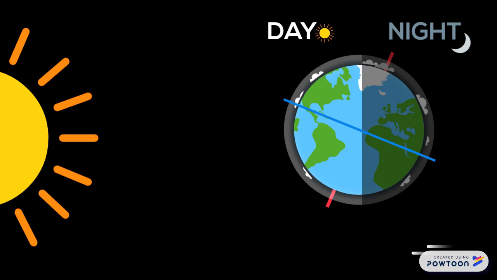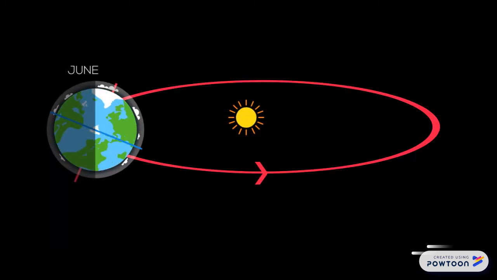In summer, when the southern hemisphere is facing the sun, we have longer days and shorter nights. But remember, in the northern hemisphere, it's winter, so they have longer nights and shorter days. 6 months later, when the northern hemisphere is again tilted towards the sun, they will have longer days, and the southern hemisphere will have shorter days.